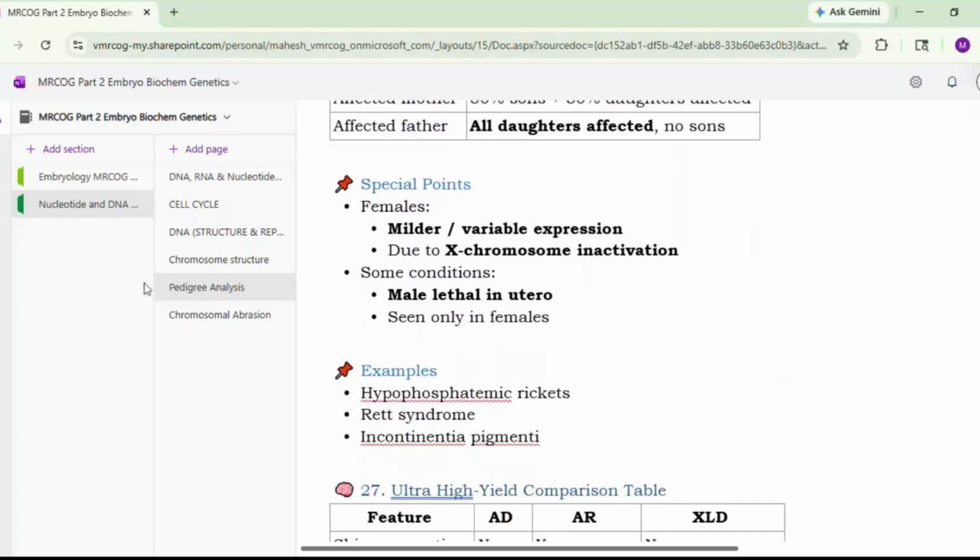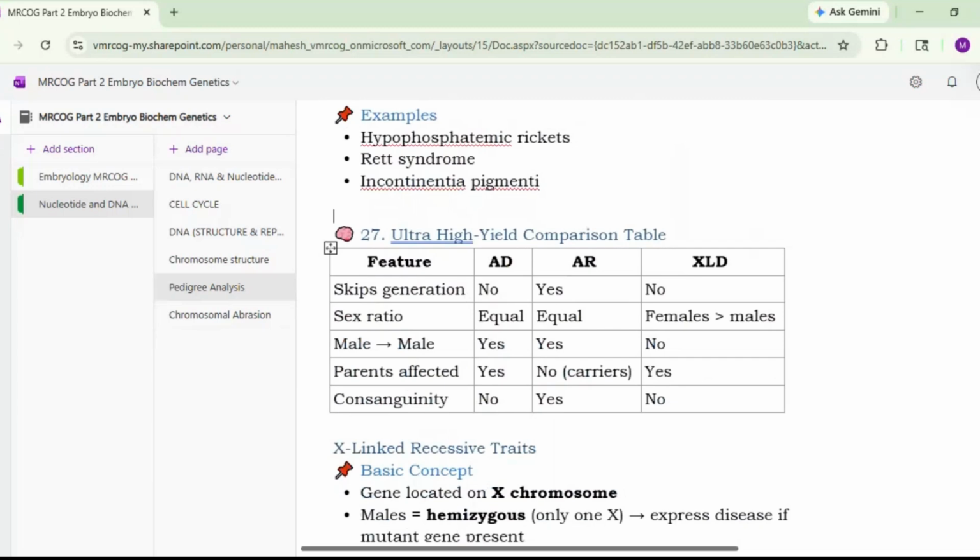So just compare autosomal dominant, autosomal recessive and X-linked dominant. Skipping of the generation is seen only in autosomal recessive, while in autosomal dominant and X-linked dominant, there is no skipping of the generation. Sex ratio is equal in autosomal dominant and autosomal recessive, while in X-linked dominant, females are more affected than the males. Male to male transmission is seen in autosomal dominant and autosomal recessive, but not seen in X-linked dominant. So male to male transmission is not seen in X-linked dominant.